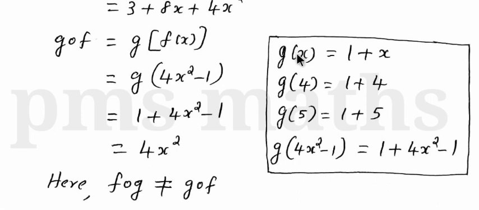That means just substitute x is equal to 4x square minus 1. This one is 1, then put this plus sign, then write instead of this x here 4x square minus 1. Then this is the value of g of 4x square minus 1. It is nothing but 1 plus 4x square minus 1. Now here 1 minus 1 cancel, 1 minus 1 is 0. Therefore we get 4x square. This is the value of g of f.